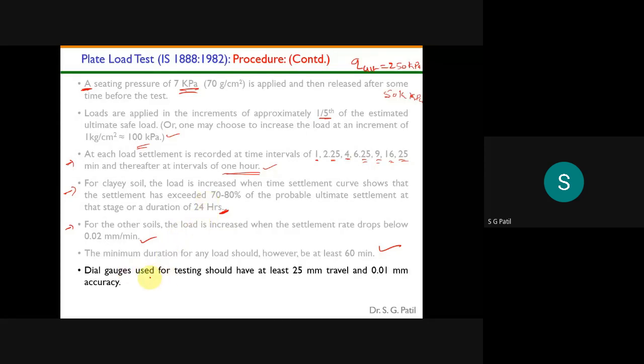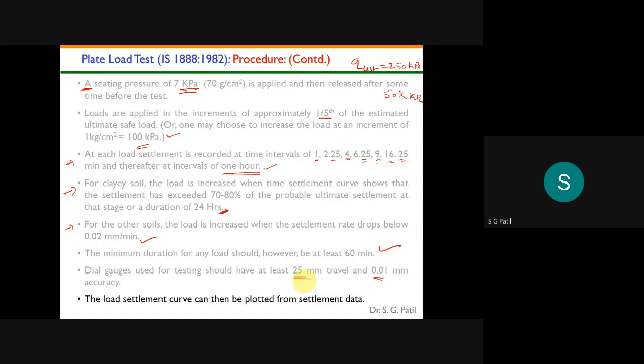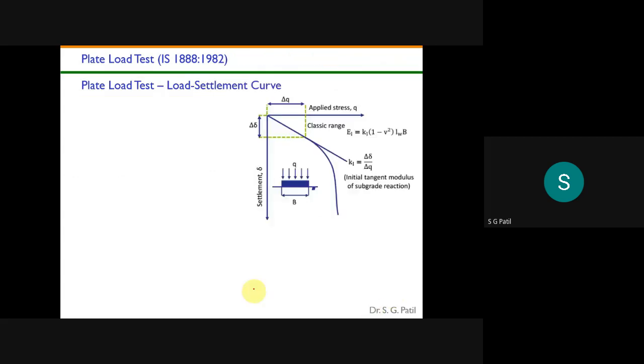So dial gauges used for the testing should have at least 25 mm travel, and also its accuracy should be 0.01 mm. The load settlement curve can then be plotted from the settlement data. So here is the load settlement curve. You see, this is the settlement in the y direction, and your applied pressure in the x direction. Okay, so you will get a curve like this.